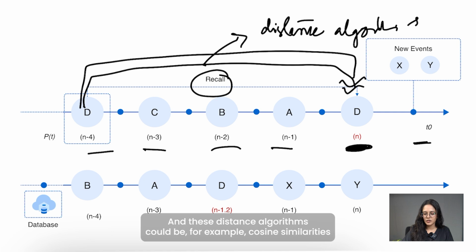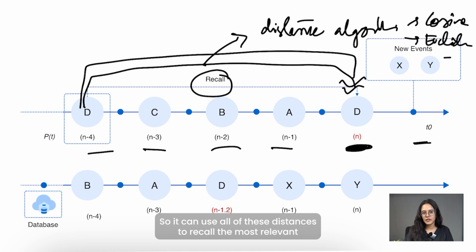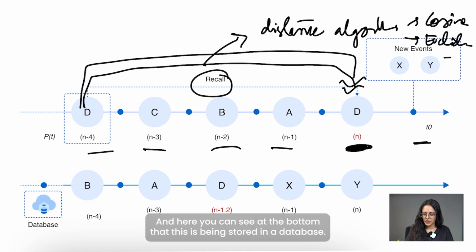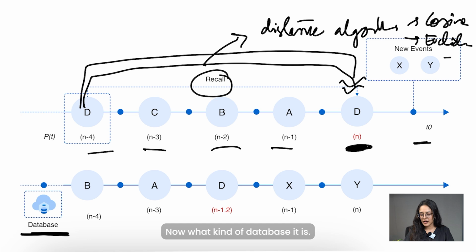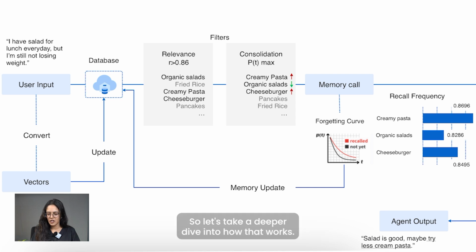And these distance algorithms could be, for example, cosine similarities or Euclidean or Manhattan and so on and so forth. So it can use all of these distances to recall the most relevant or the most semantically similar memory. And here you can see at the bottom that this is being stored in a database. Now, what kind of database it is, that is something we need to understand. So the database that we're talking about is a vector store, right? So let's take a deeper dive into how that works.